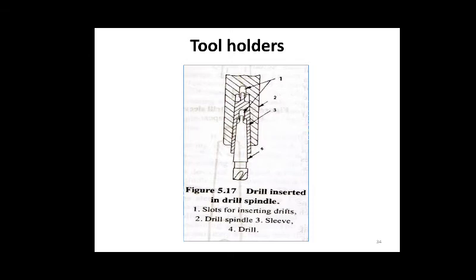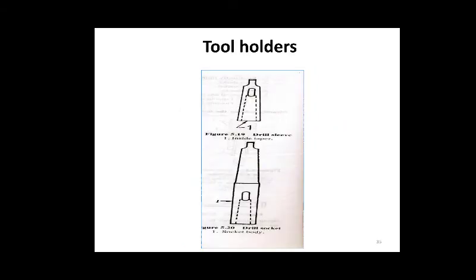So here you can see the different components of the tool holder. One more, here is the tool holder socket. If the taper tool shank is larger than the spindle taper, then this tool holder uses a solid shank attached to an end of a cylindrical body. The body of the socket has a tapered hole larger than the drill spindle taper, into which the taper shank of the tool fits.